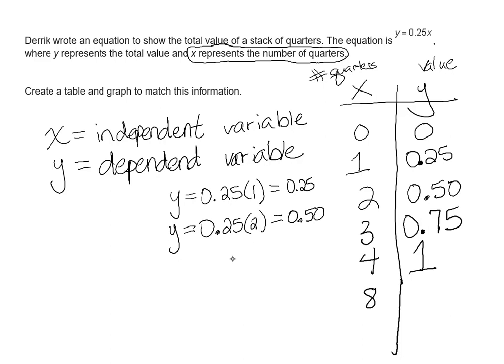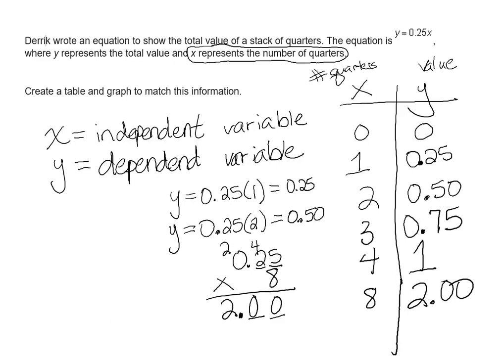We could multiply 0.25 times 8. 8 times 5 is 40. 8 times 2 is 16, plus 4 is 20. 8 times 0 is 0, plus 2 is 2. 2 decimal places total, so 2 decimal places in my answer. So 8 quarters is $2.